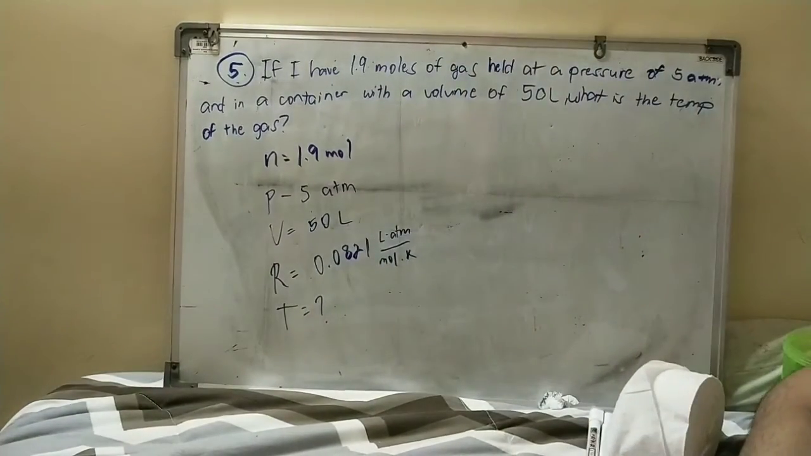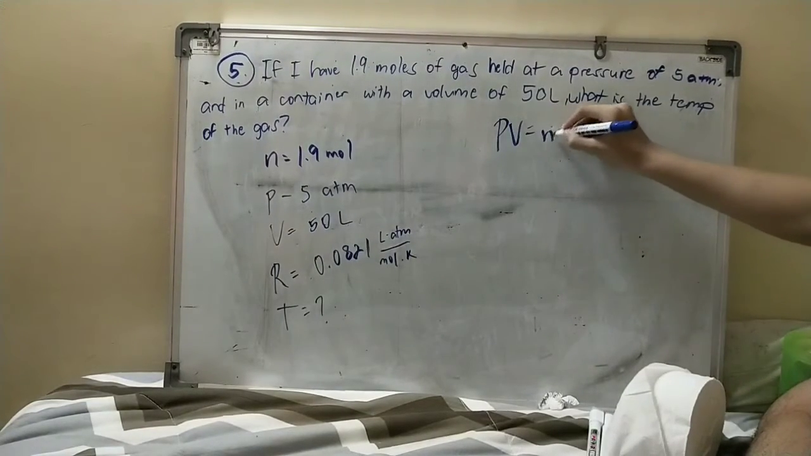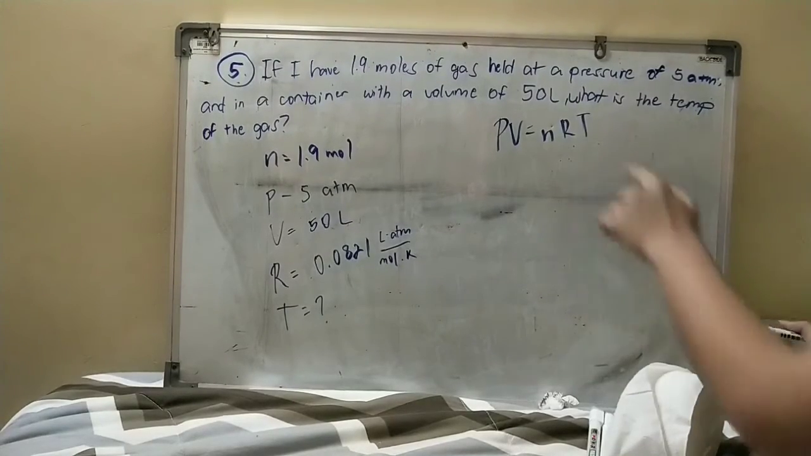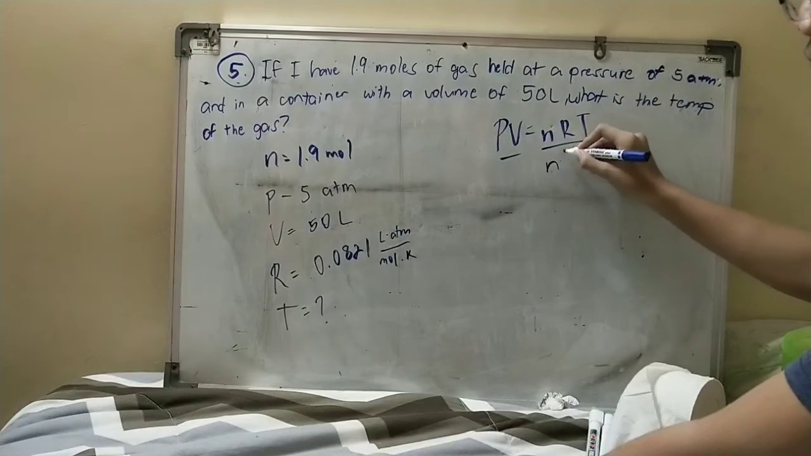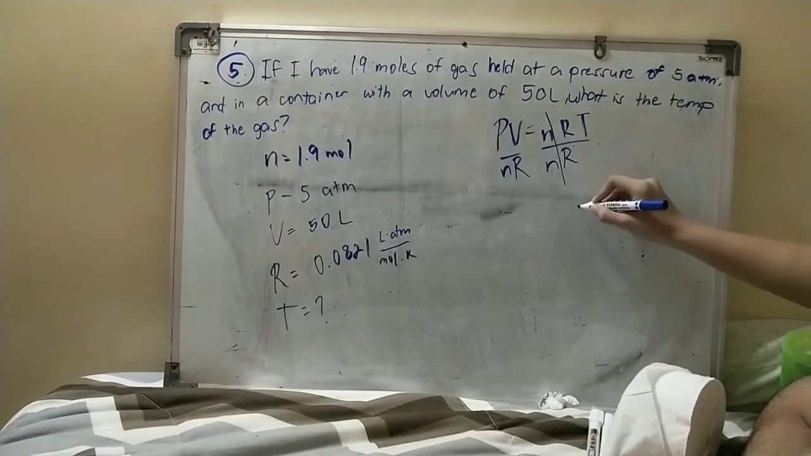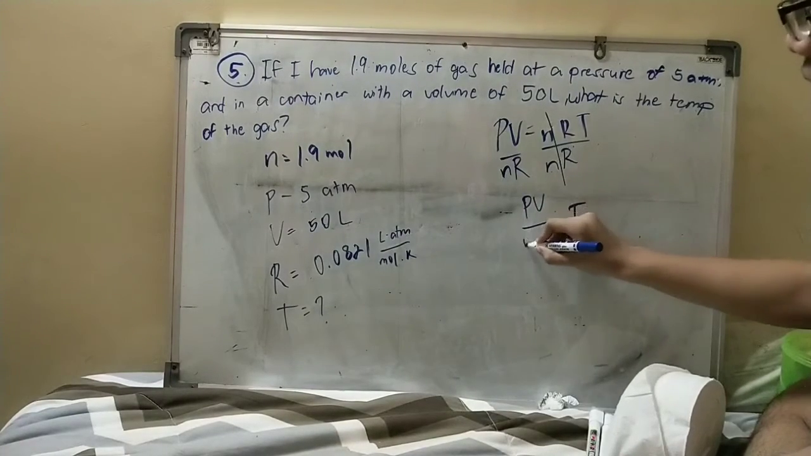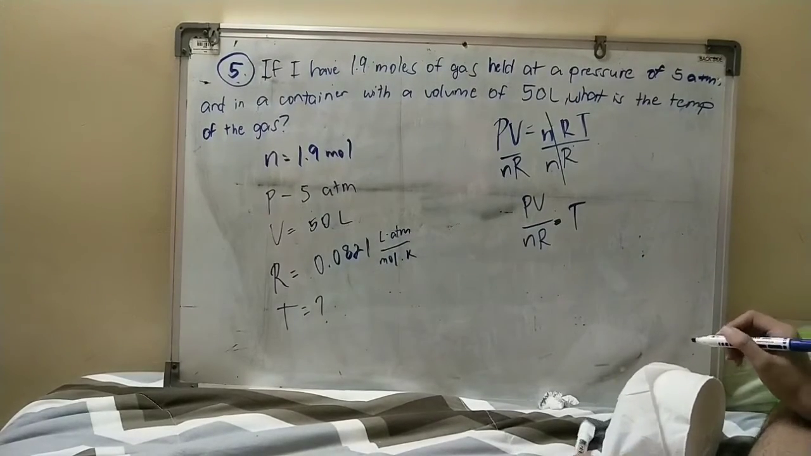So let's derive it in the equation. PV is equal to nRT. Now, what we need to find is temperature. So we need to divide both sides by nR to erase this and to balance the equation. So temperature is equal to PV over nR. Pressure times volume over moles times gas constant.